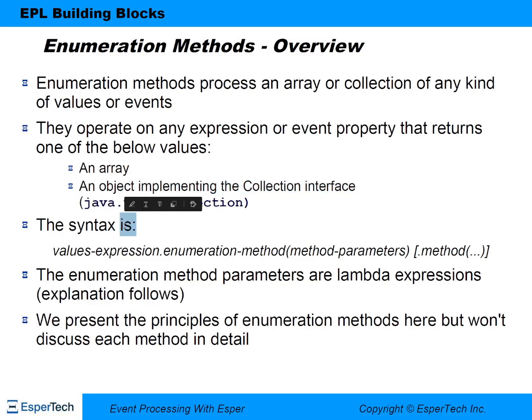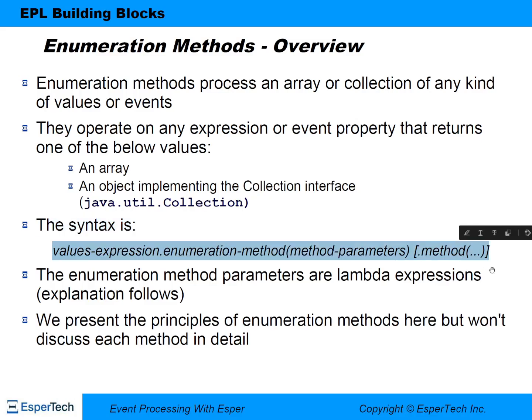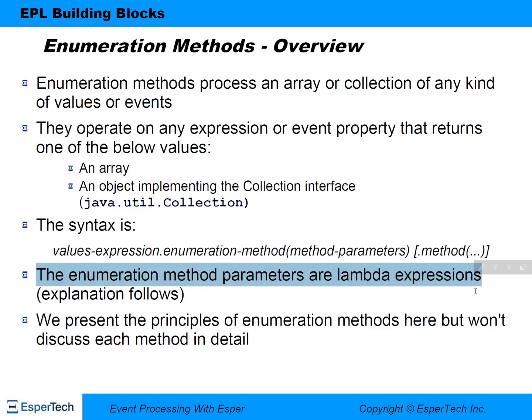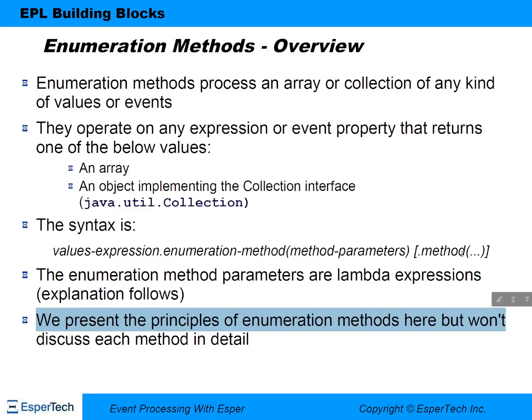The syntax is values expression.enumeration method(method parameters). Optionally, the dot operator and additional enumeration methods as a chain. The enumeration method parameters are lambda expressions. We'll explain lambda expressions on the next few slides. We present the principles of enumeration methods here but won't discuss each method in detail.